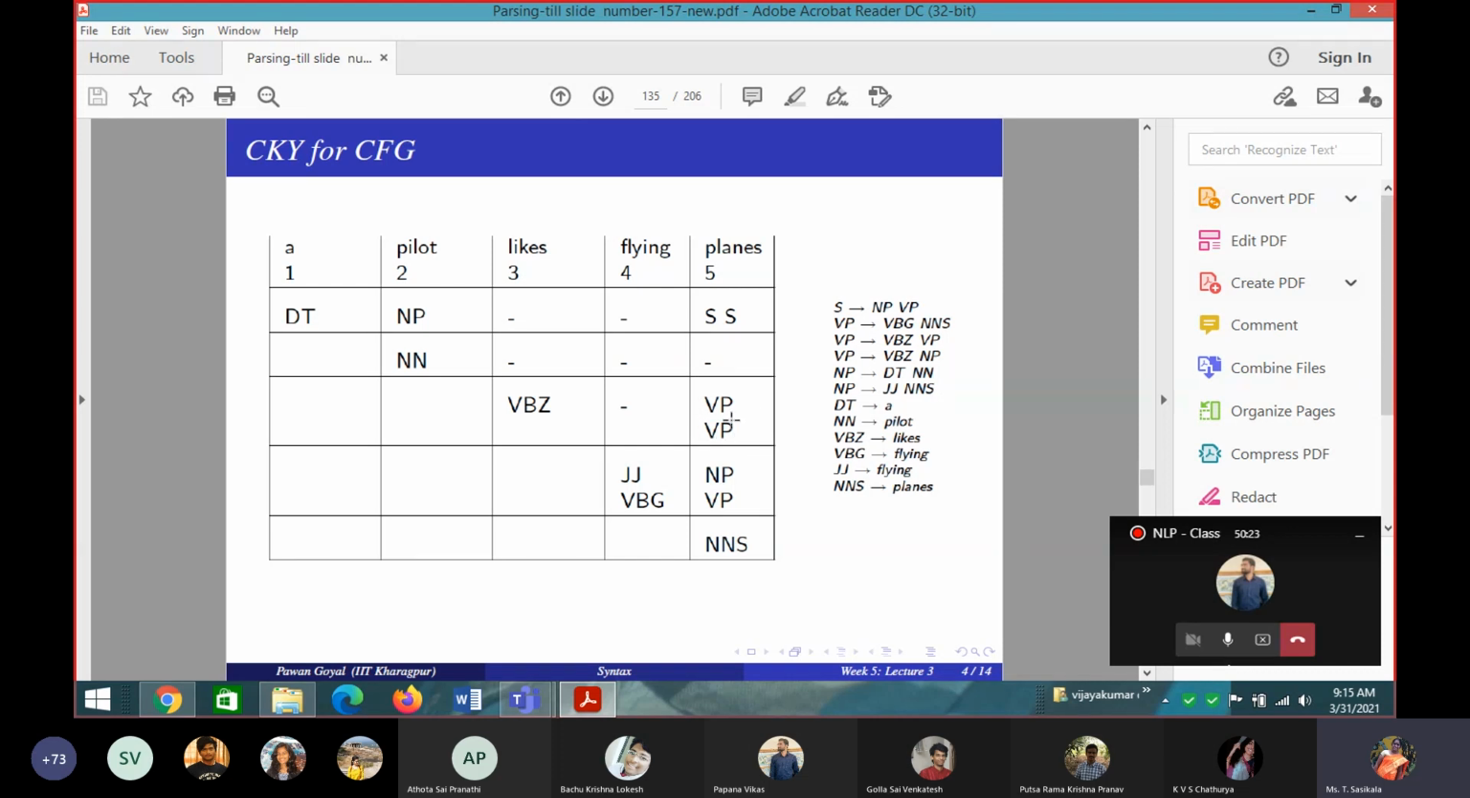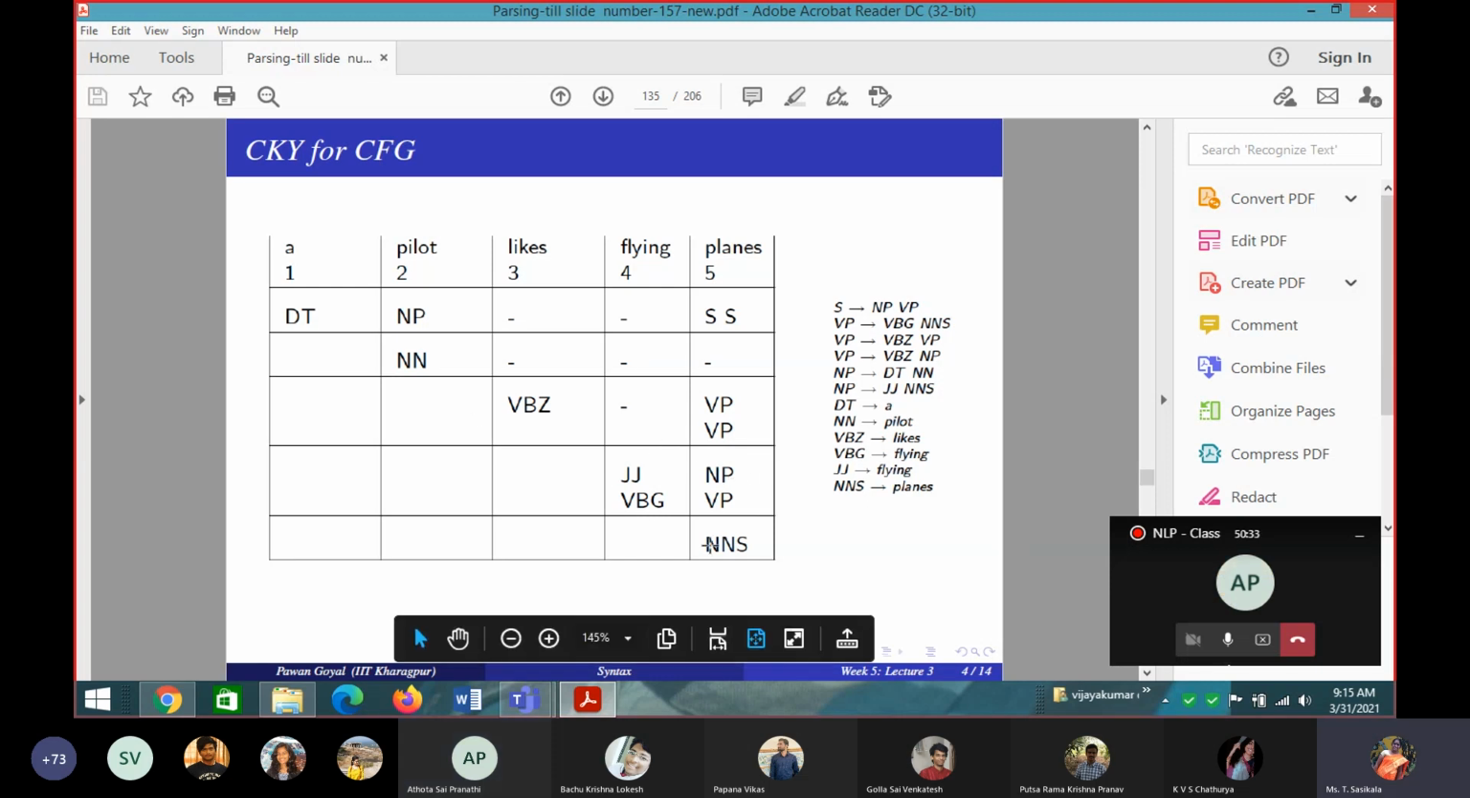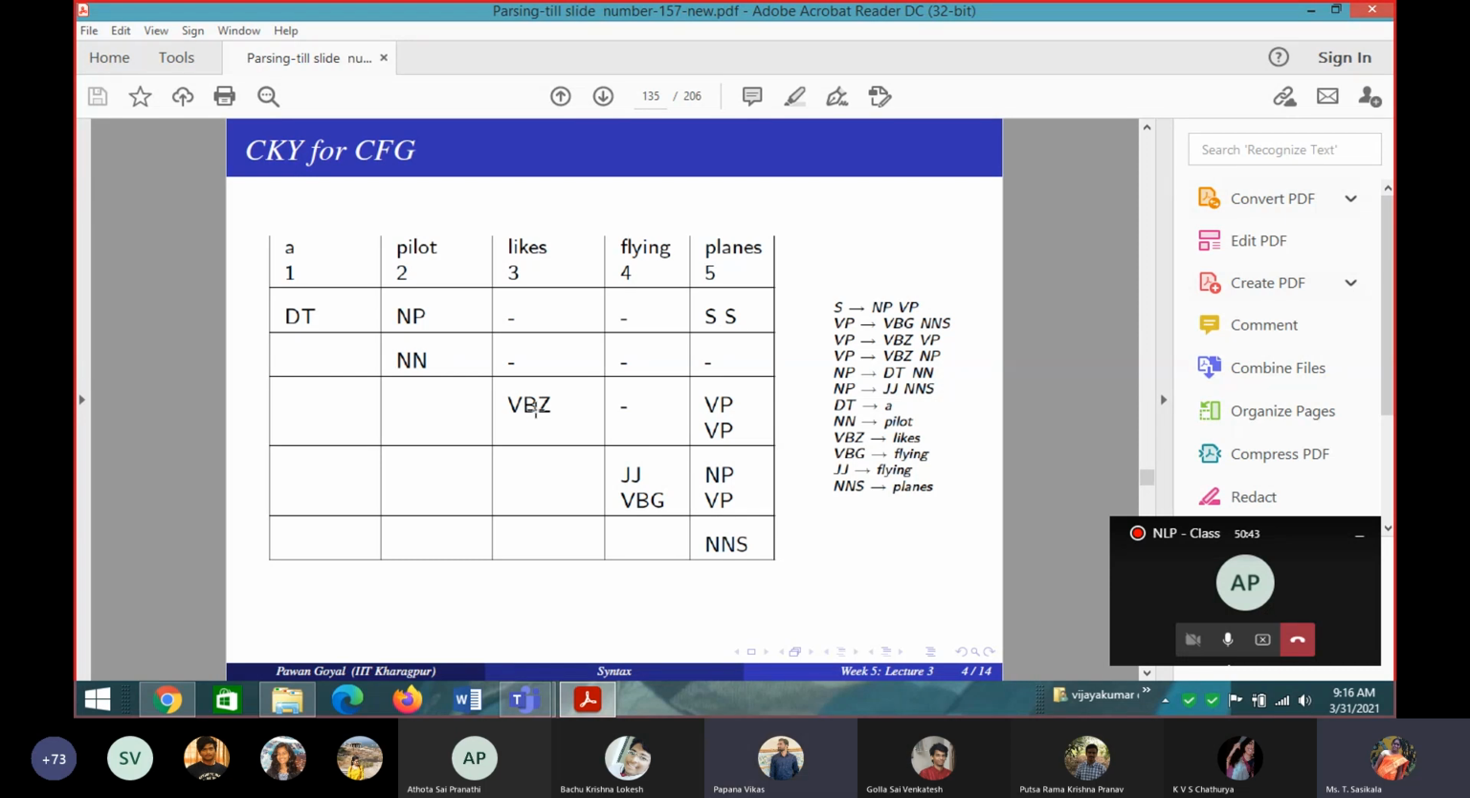So for the first VP, how do I have to take? Here two things, right? VBZ followed by NNS. VBZ followed by NNS, we have one VP. Next one. VBZ followed by NNS, we don't have anything. It's VBG, ma'am. Okay, correct, VBG. Sorry, second one.